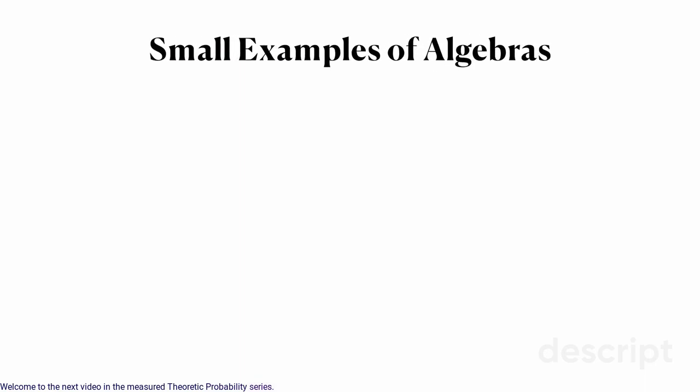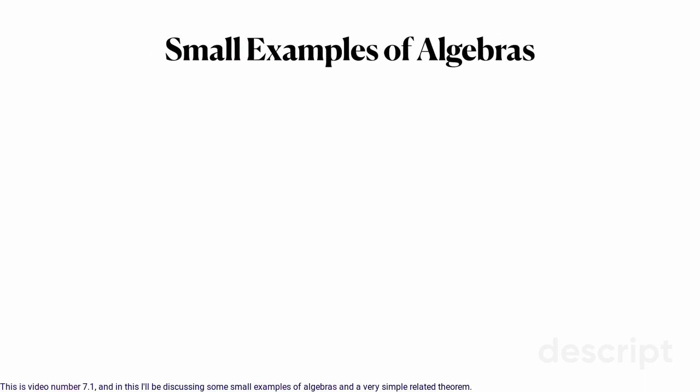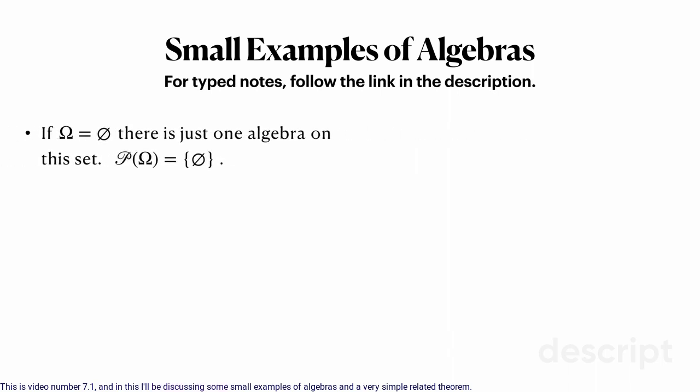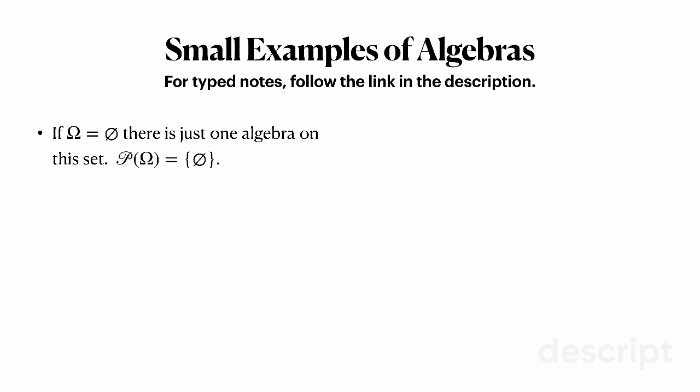Welcome to the next video in the Measure Theoretic Probability series. This is video number 7.1, and in this, I'll be discussing some small examples of algebras and a very simple related theorem. So, some small examples of algebras.